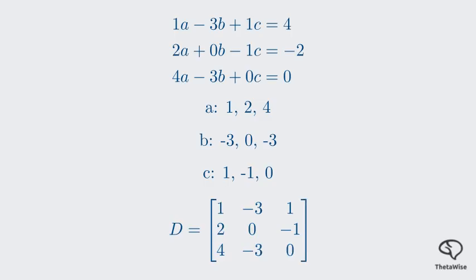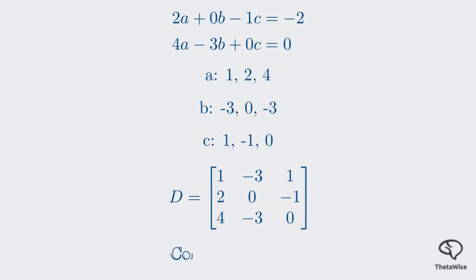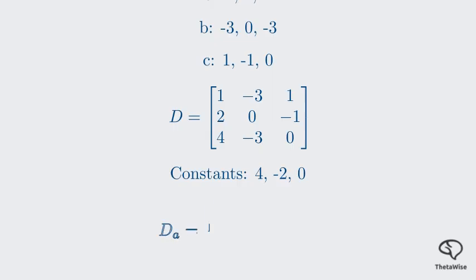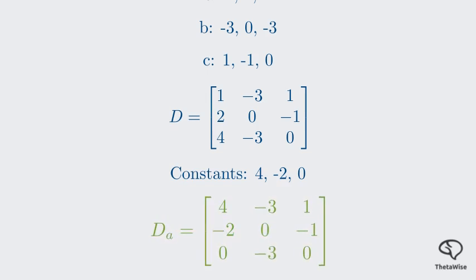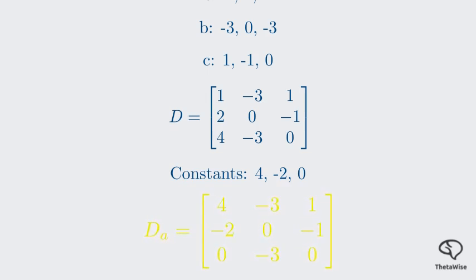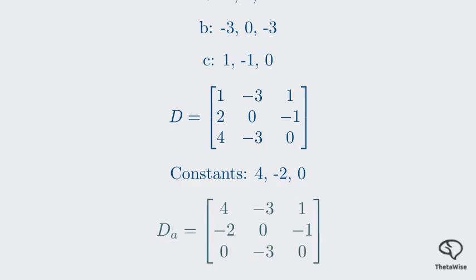Next, let's construct the matrix D sub A. For D sub A, we replace the column of A coefficients in matrix D with the column of constants from our system. The constants are the numbers on the right side of the equations. So the first column of D sub A will be 4, minus 2, and 0. The other columns remain the same as in D. Our matrix D sub A is column 1, 4, minus 2, 0. Column 2, minus 3, 0, minus 3, and column 3, 1, minus 1, 0. Now we have our two matrices, D and D sub A, ready for determinant calculation.